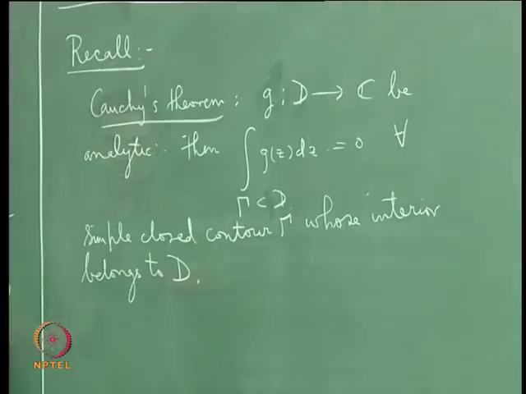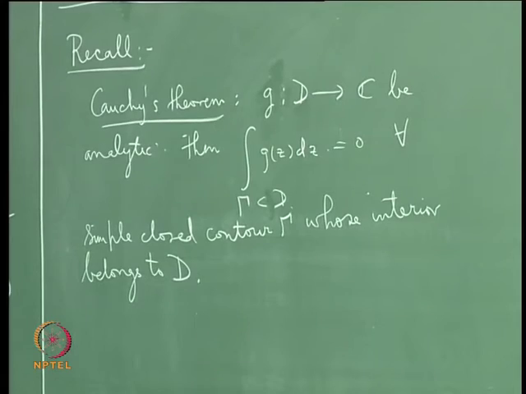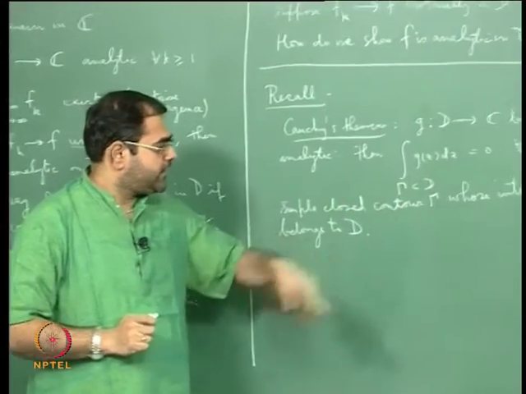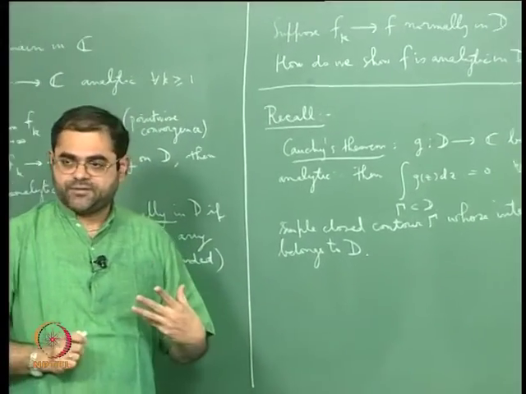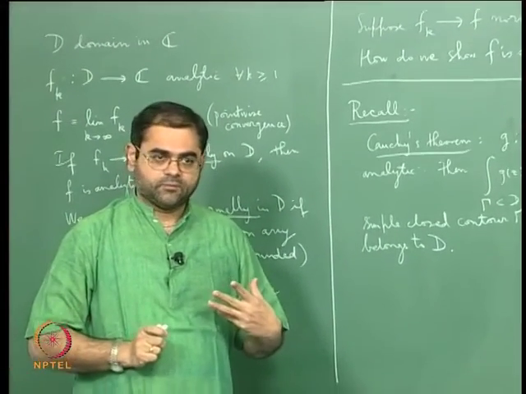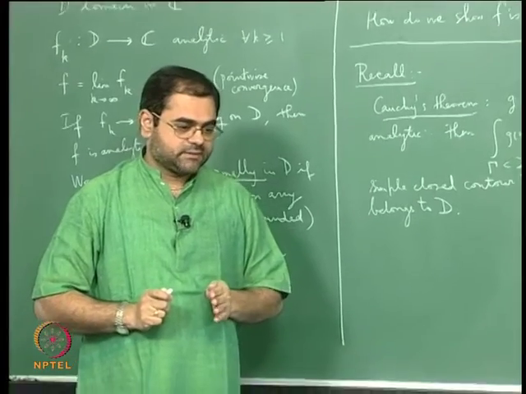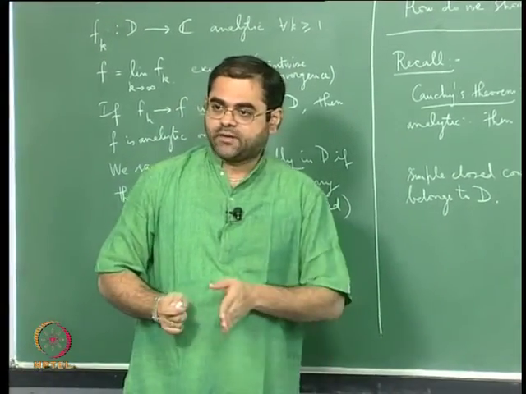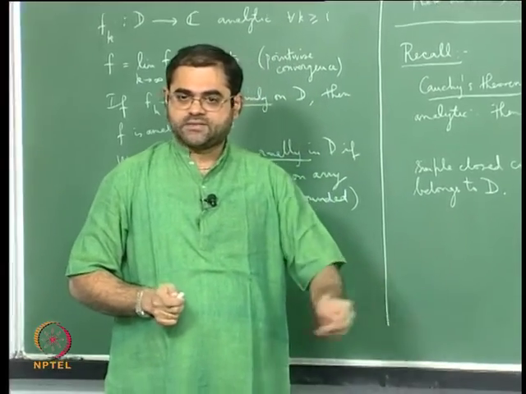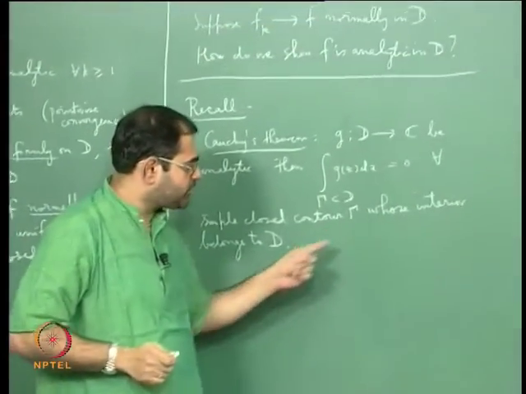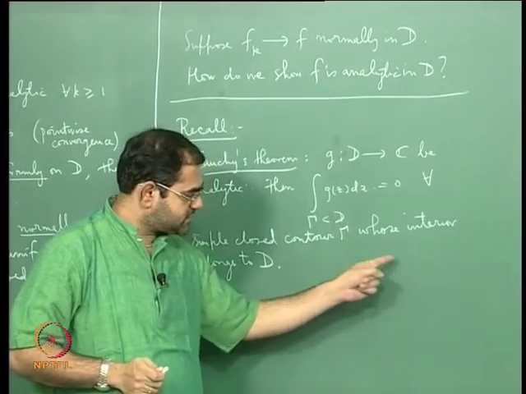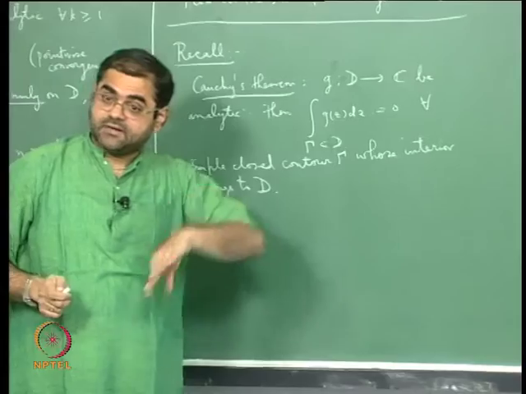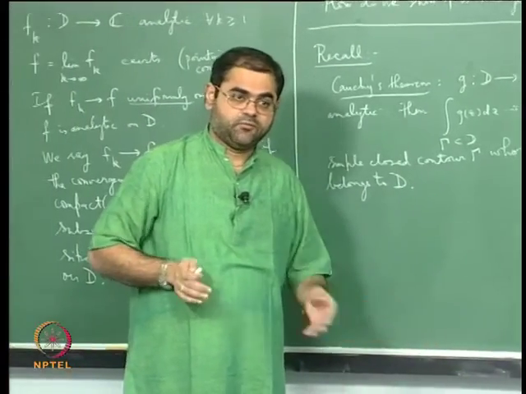The contour itself should be in the domain, and the interior of the contour should also be in the domain. So that means there is a standard orientation on the contour. The orientation is such that the interior of the contour lies to your left as you traverse the contour. For example, if the contour is a circle and you traverse it in the anticlockwise sense, then the interior of the circle will lie towards your left if you walk on the circle.